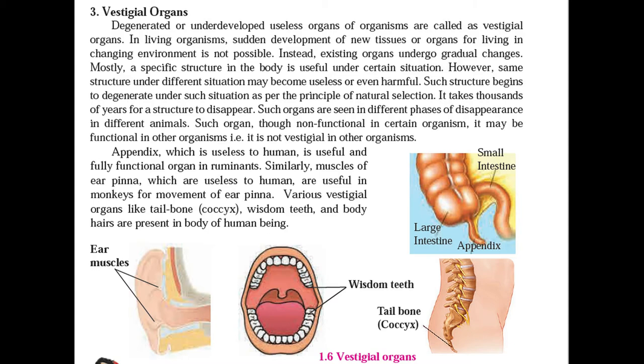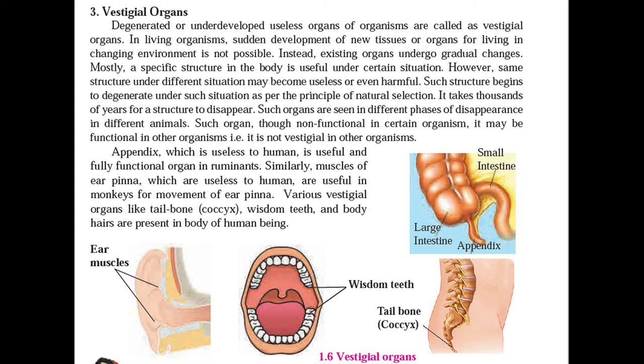In living organisms, sudden development of new tissues or organs for living in a changing environment is not possible. Instead, existing organs undergo gradual changes. Mostly, a specific structure in the body is useful under certain situations. However, the same structure under a different situation may not be useful, or it may even be harmful. Such a structure begins to degenerate under these circumstances. As per the principle of natural selection, it takes thousands of years for a structure to disappear. Such organs are seen in different phases of disappearance in different animals.